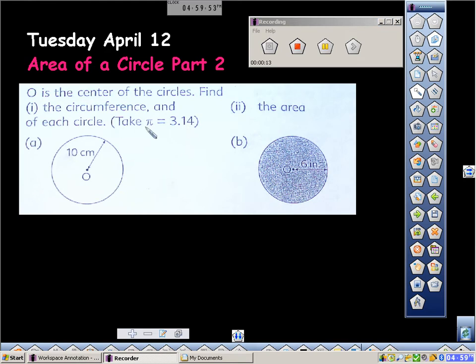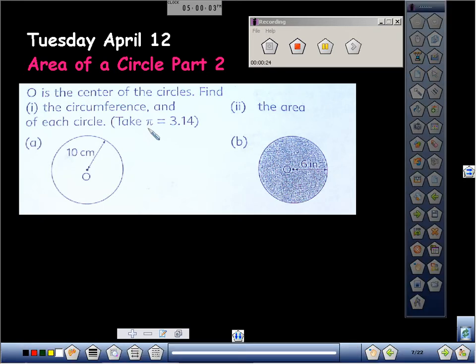Area of a circle. You remember we did the circumference of a circle, and the formula for circumference, I just like to review a little bit, was pi times diameter. Now we're doing the area of a circle. The area of a circle is the space inside the circle. We have pi times radius squared. So we can write it up here: area equals pi times radius squared. Let's jump right into it.